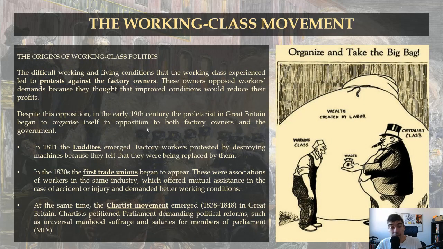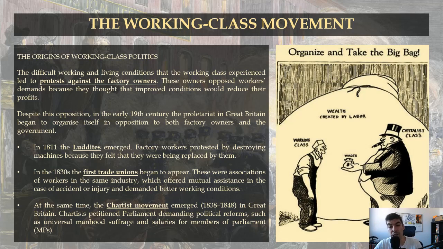So, the difficult working and living conditions that the working class experienced led to protests against the factory owners. So very soon in this new society, there was conflict between the working class and the bourgeoisie. The owners opposed workers' demands, of course, because they thought that improved conditions would reduce their profits. Okay, if you have to pay a higher wage, or you have to give some protection for the workers, that means that the owners earned less money, so they didn't want to, of course.